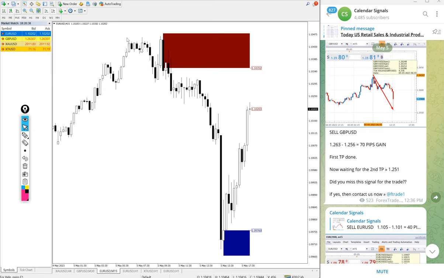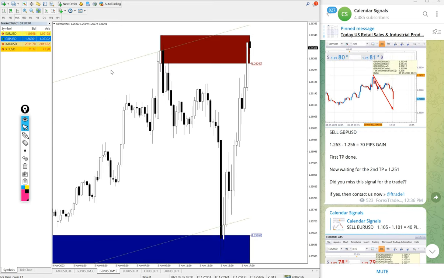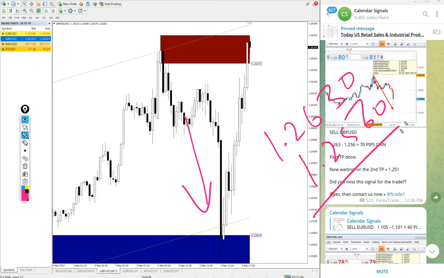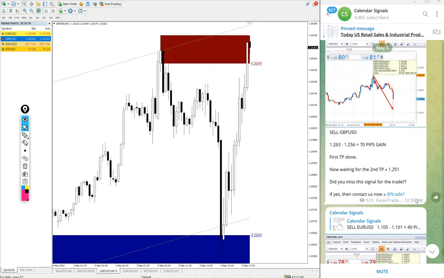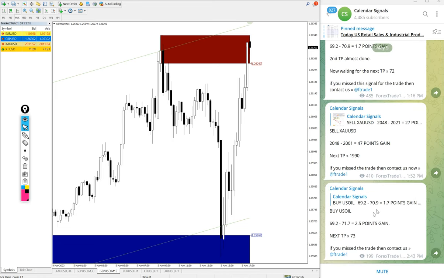Then GBPUSD also we gave sell, GBPUSD also performed, then after that it went up. Entry at 1.2630 and low traded 1.2560, so 70 pips gain on the GBPUSD sell signal. So today all our four given signals performed, especially gold and US oil performed well. 48 points in gold and 2.5 points in US oil. So that is the performance of today's signals.